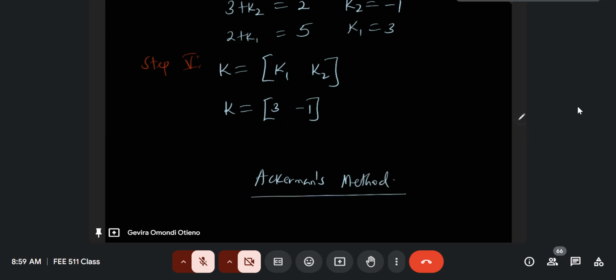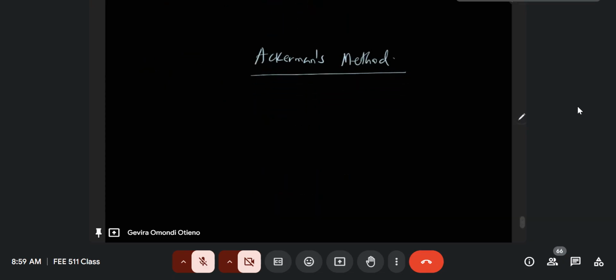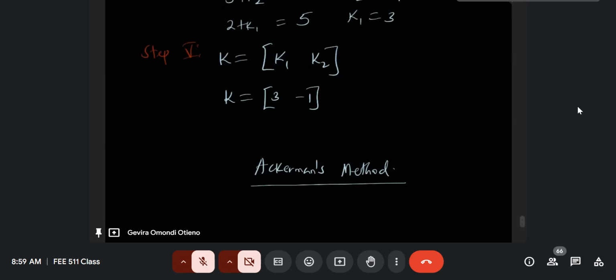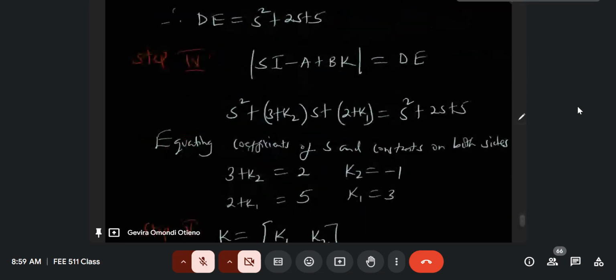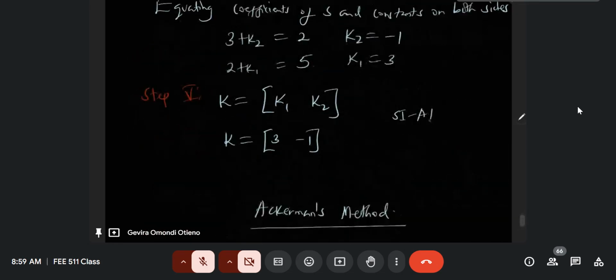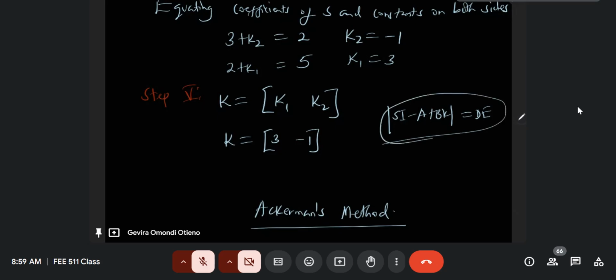Let's solve this using the Ackermann's method and see if we obtain the same solution. Now, the Ackermann's method, unlike the matching coefficient method, comes with an expression that you need for K. For matching coefficient, all you have to do is obtain the expression sI minus A plus BK, get the determinant, and equate it to the desired expression on the other side. So this is the matching coefficient formula.